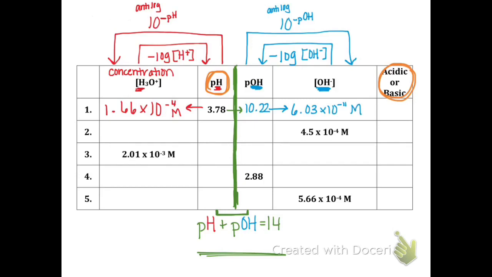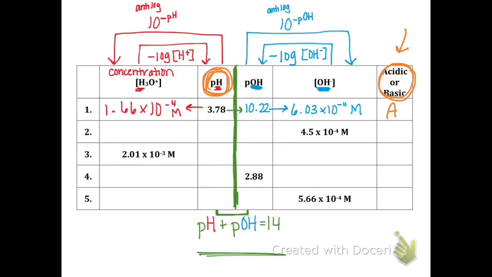Okay, once you get that, now we can answer this last question right here. Remember, to answer this question, I need to look at pH over here. The pH is 3.78, which is less than 7, so I'm going to put A for acidic. Now, you can do the rest of this chart. Actually, I'll do one more example, number 2, to help you.